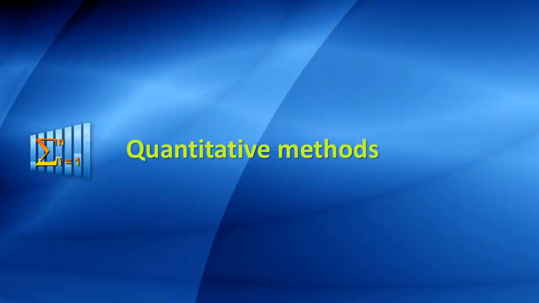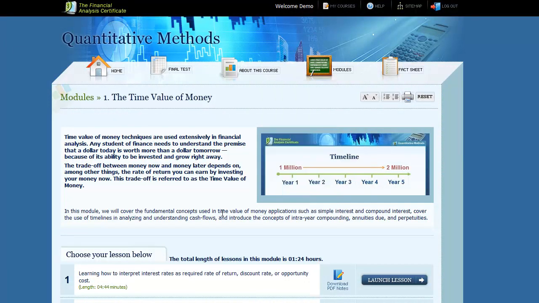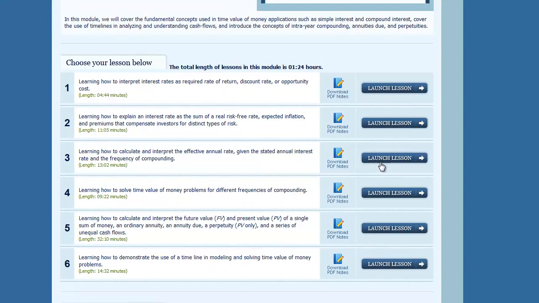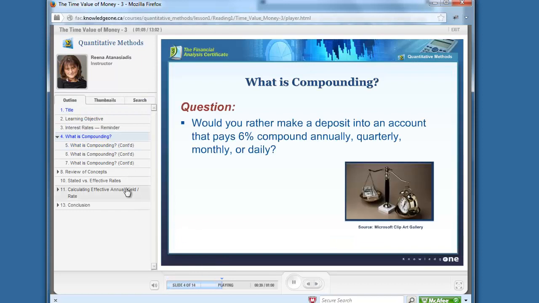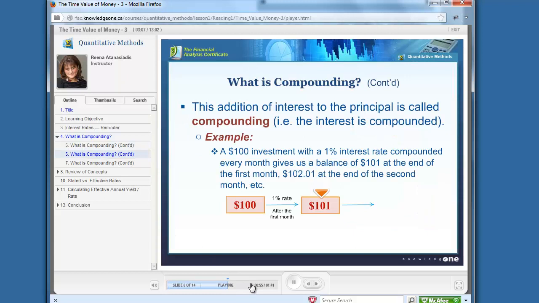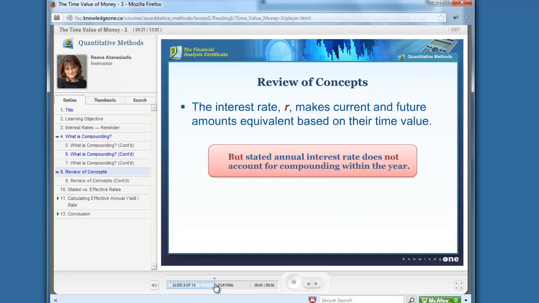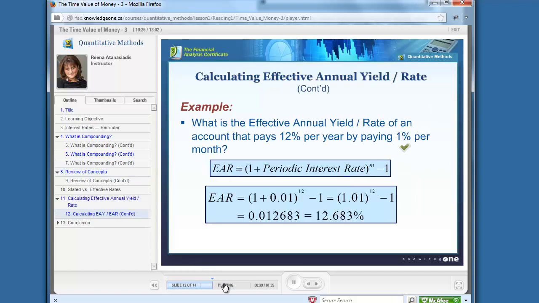Quantitative methods. This introductory course on quantitative methods presents statistical concepts and techniques that are essential in the financial industry. The first part of the course focuses on tools for describing and estimating risk, including calculating the time value of money and descriptive statistics. Probability theory and distributions are then introduced as techniques to describe the behavior of random variables, and this leads to estimation techniques, hypothesis testing, and technical analysis as methods used to help make investment decisions.